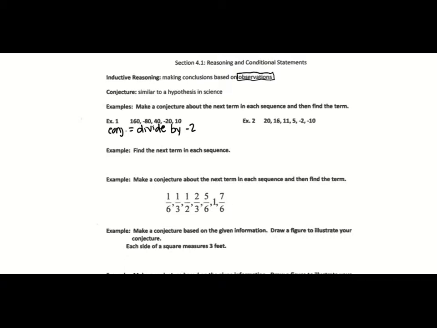Once I have my conjecture, I can determine what my next term is going to be. So if I look at my last term, 10, and I divide that again by negative 2, my next term is going to be negative 5.